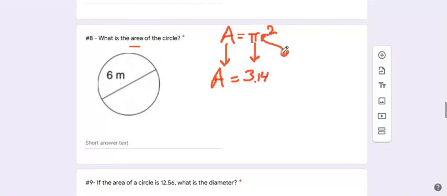Radius, what's the radius of the circle? What is from here to here? What am I given? I'm given the diameter, right? All the way across the circle through the center. I'm given that the diameter is 6. So if the diameter is 6, that means the radius is half of that, or 3, right? Half of 6 is 3. So that is what I'm going to plug in for r.